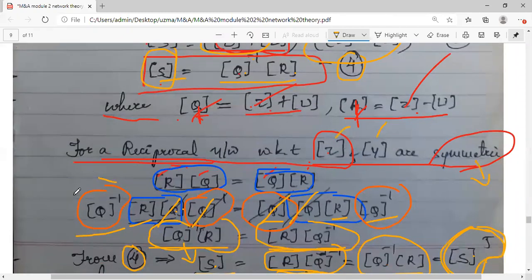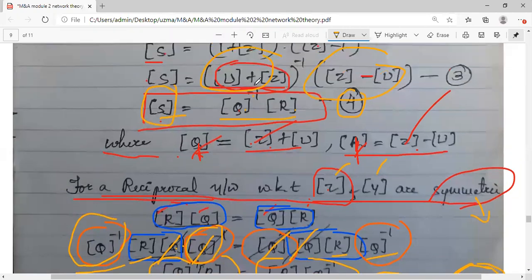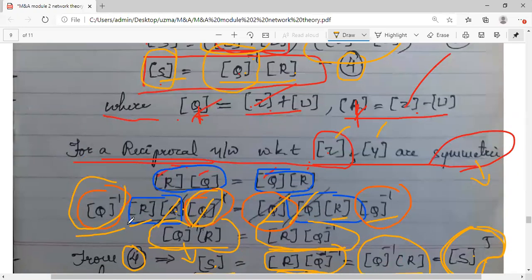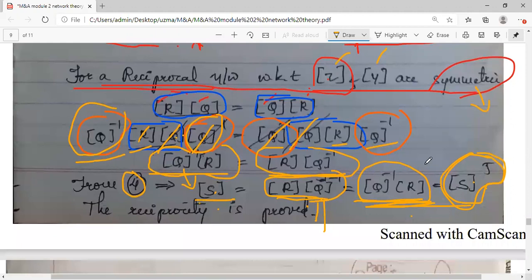Taking that simple mathematics, before and after, we have taken Q inverse. Why only Q inverse? Because here I have a Q inverse, and R is already existing. So just for those comparisons, to get that value, I am multiplying before and after with the Q inverse. And then simple rearrangements and comparisons. So we will get this symmetric property proved.